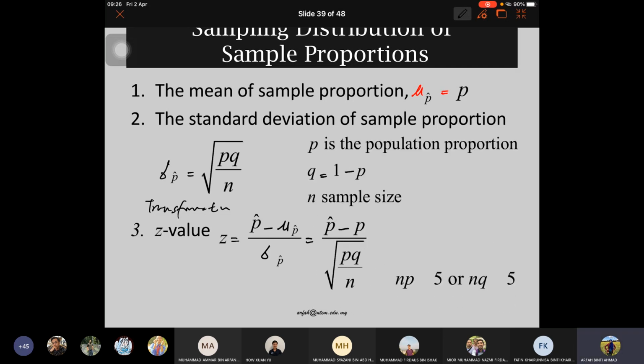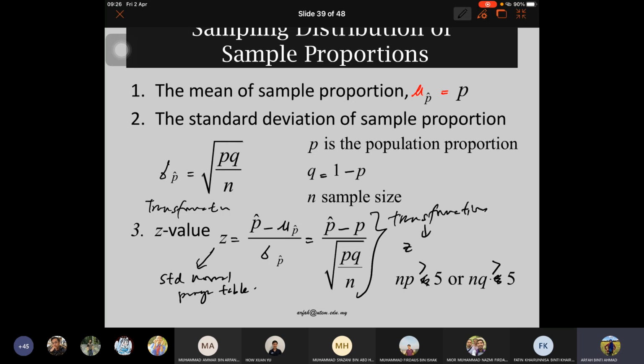So this is the transformation. Before this we had X bar. The transformation is the same, to Z, and we use the standard normal table. Usually np or nq greater than 5 is used as the cut point, but you don't have to care too much about this. So this is the transformation we use to calculate proportion, then we refer to the Z table, the standard normal table.